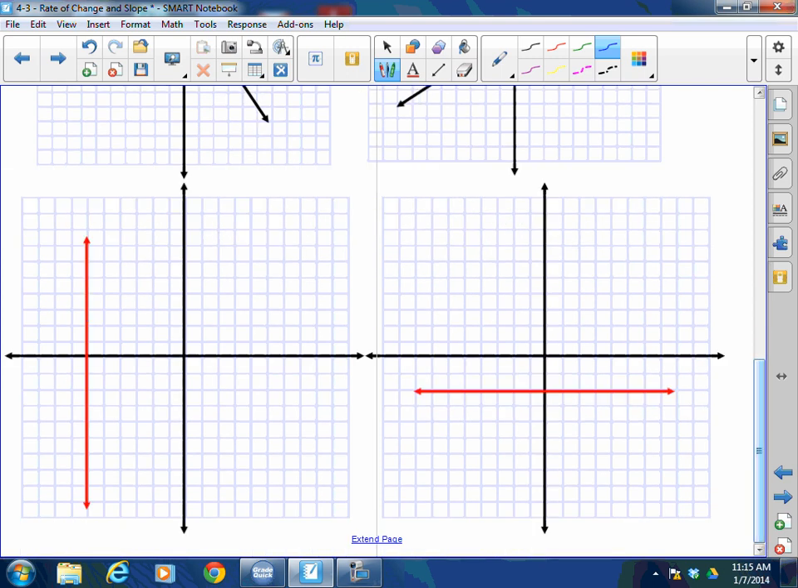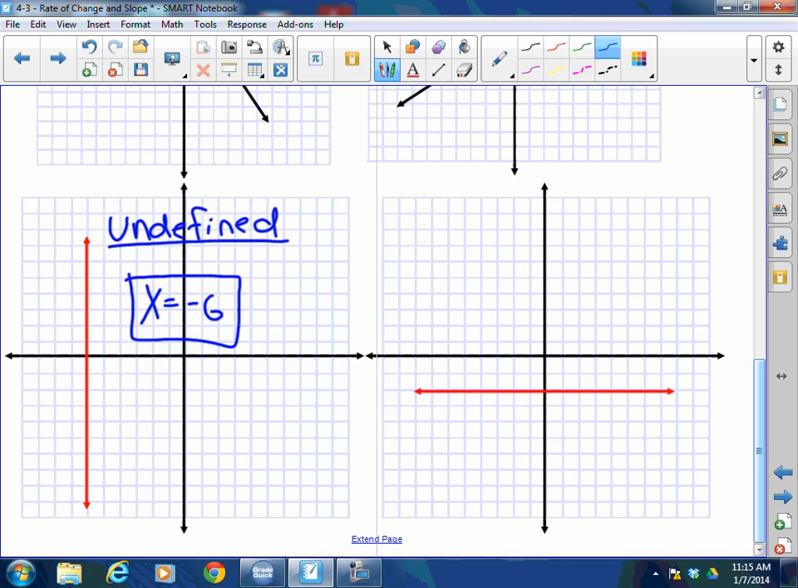Excellent. What's the slope of this bad boy? Vertical. That's undefined. Very good. Just for giggles, just to keep you guys going ahead of the time, what's the equation for this? X equals negative 6. Very good. How about this last one here? What's the slope there, gentlemen? 0. That's exactly right. And for giggles, what would the equation of this line be? Y equals negative 2. Very good.